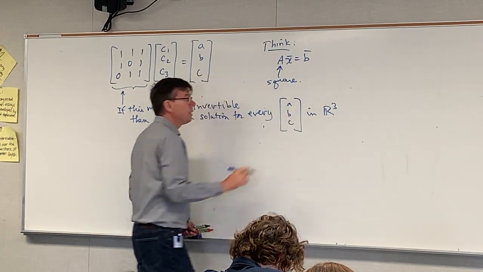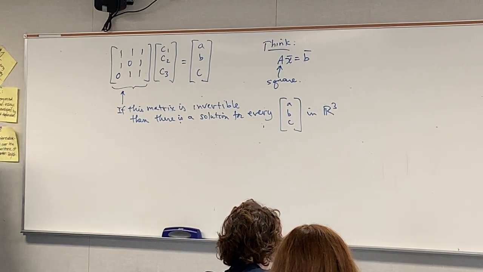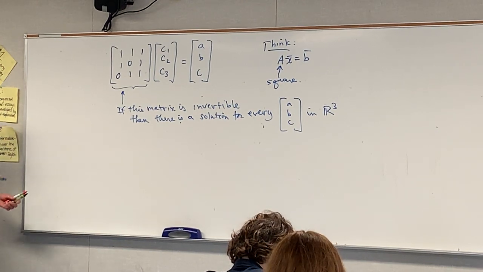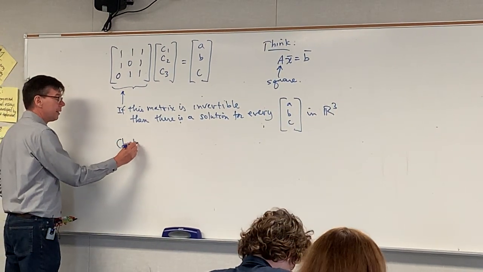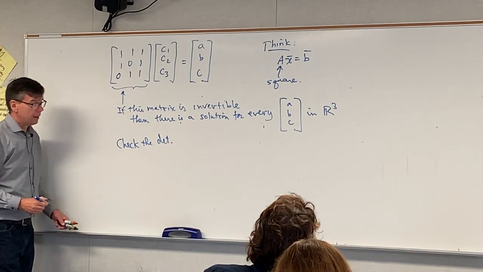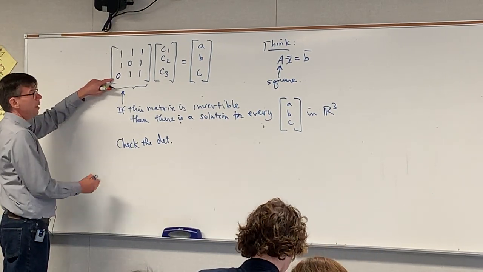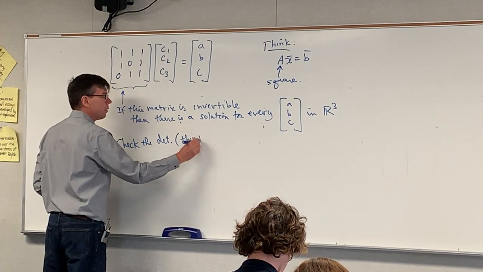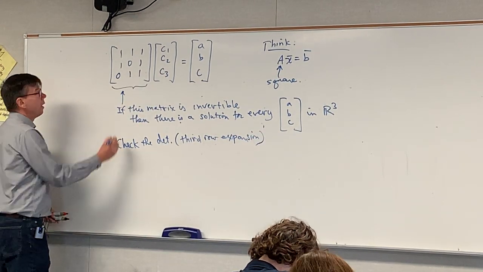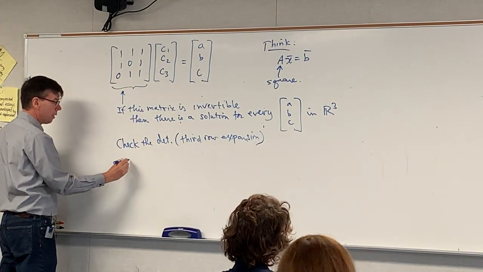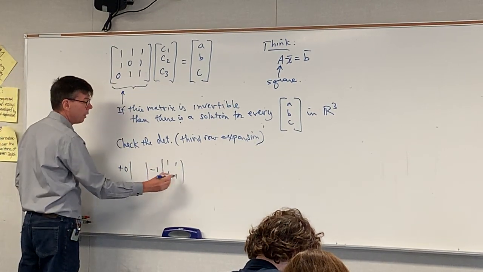We turned it into a regular Rn kind of vector problem. Okay. And how do I verify invertibility? I can try to find an inverse. I can check the determinant, which is what I'm going to do, and maybe expand along the third row. And let's see, plus, minus, plus. I get plus 0 times something, minus 1 times a 2 by 2. I think it's 1, 1, 1, 1, right?